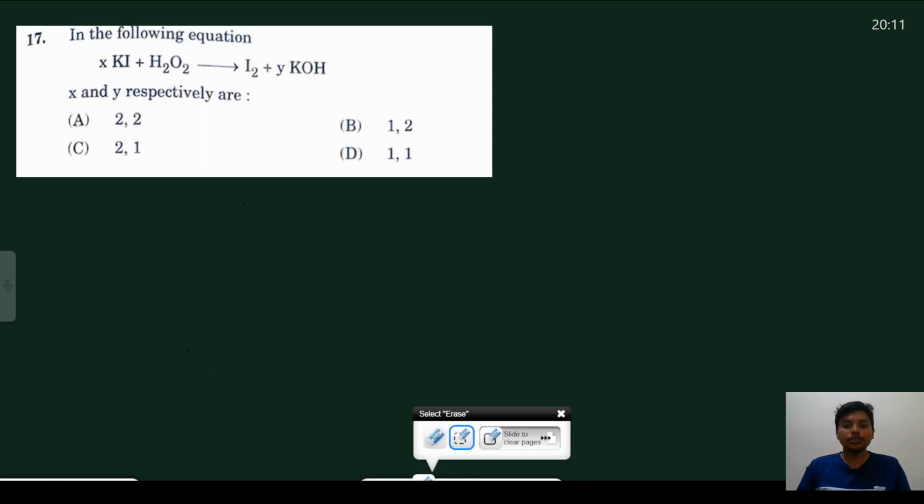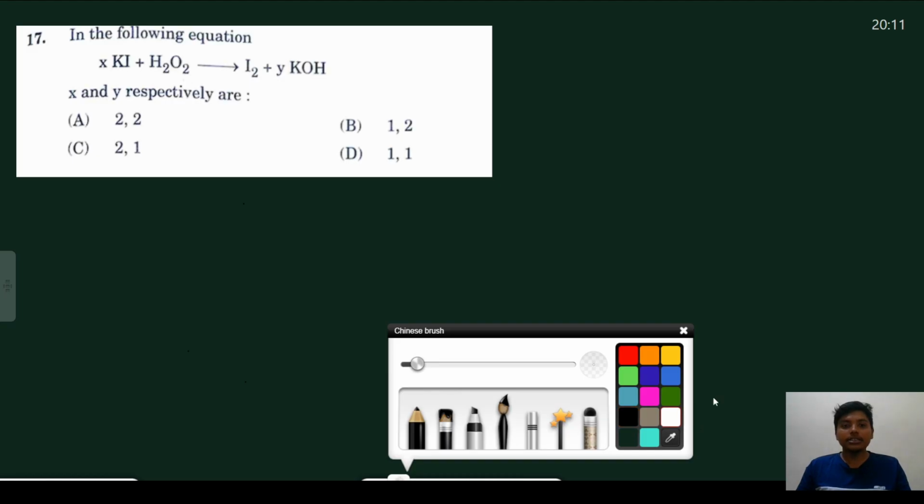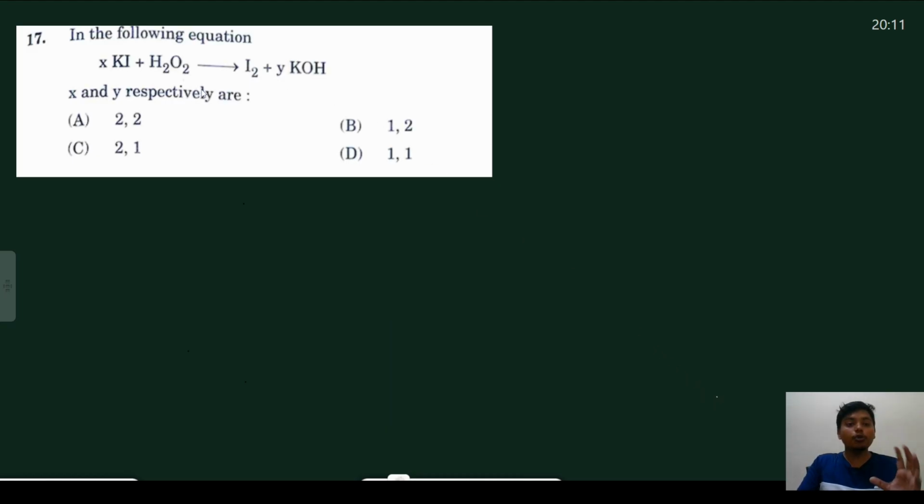In this question, we discuss how to balance the equation. An equation is given and you have to balance it. This is from the first chapter. You can write KI plus H2O2, and this reaction gives iodine and KOH.